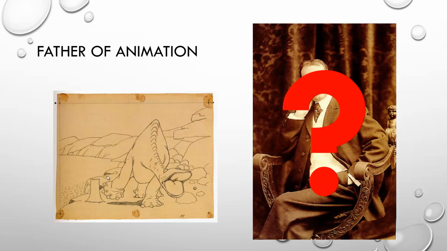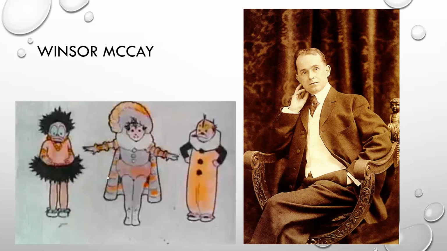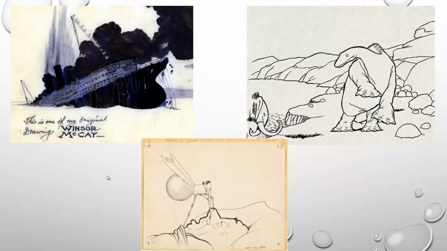Following him, the second animator who created beautiful animations with the help of pen and paper, his name is Winsor McCay. He is later called the father of animation. He created very beautiful animations called Gertie the Dinosaur, How the Mosquito Operates, and The Sinking of the Lusitania. These are some of his famous works.